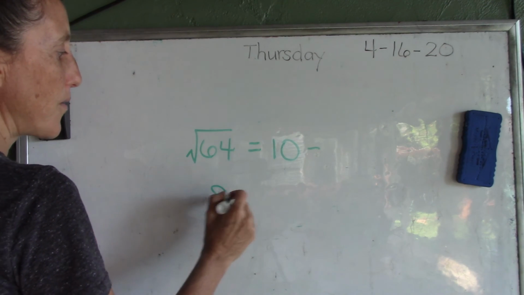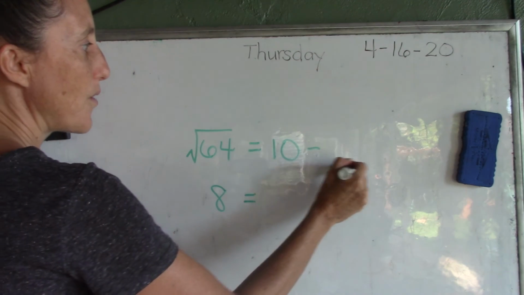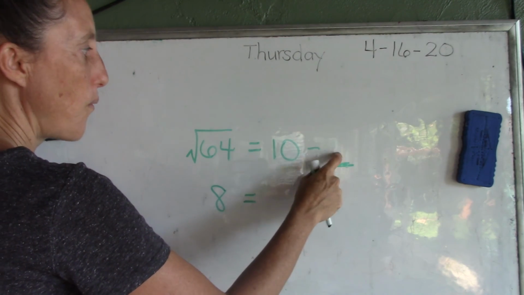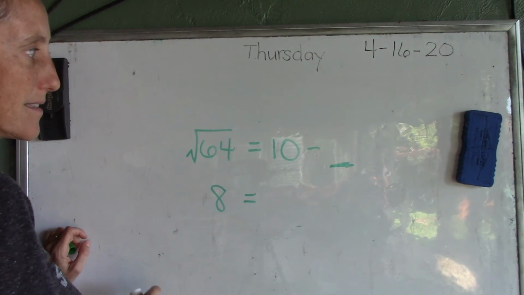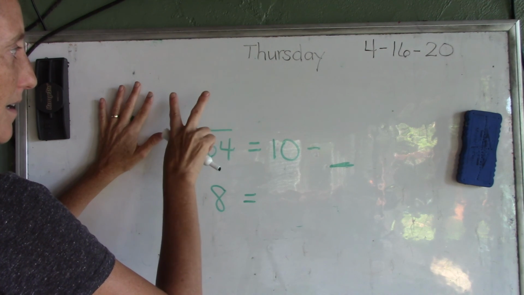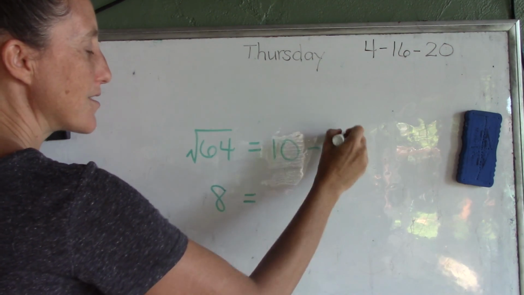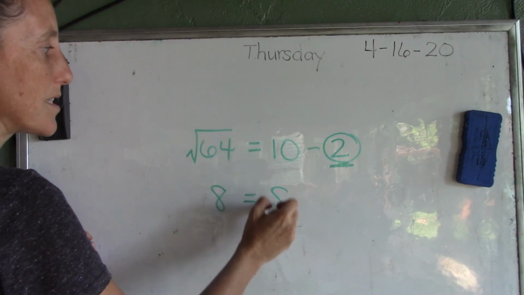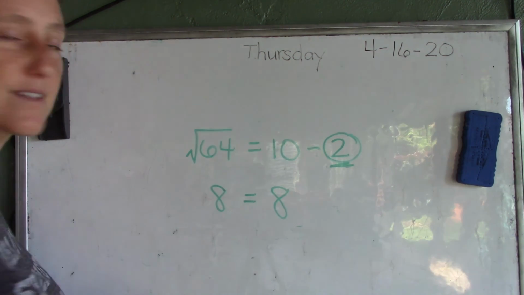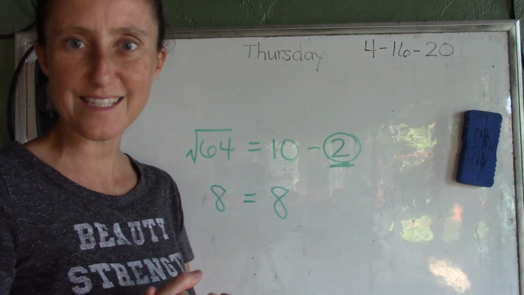So we want both sides to be the same. So the question here is, 10 take away what would equal 8? If I have 10, how many do I take away to make 8? 2. I take away 2. So my answer would be 2 because I want both sides to be the same. The square root of 64 is 8 and 10 take away 2 is 8. Great job, guys. Ready to do your worksheets. Have fun.